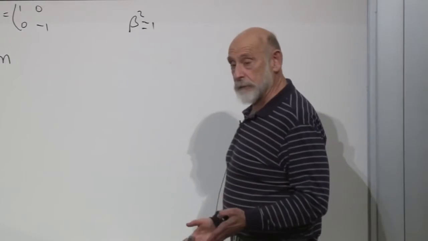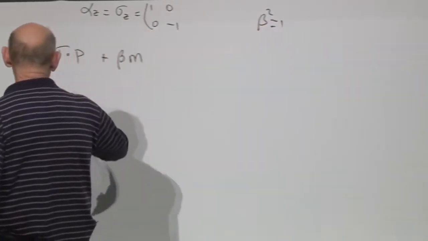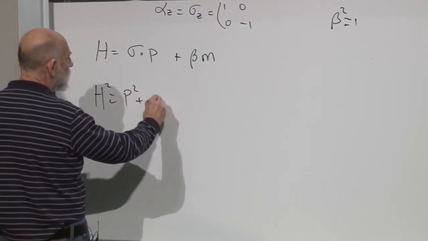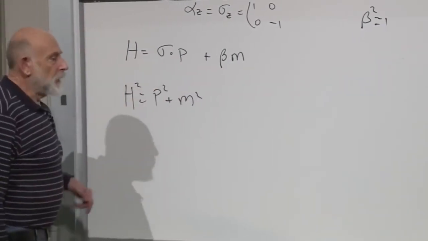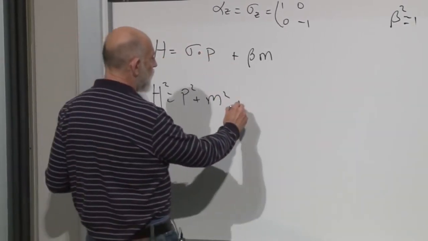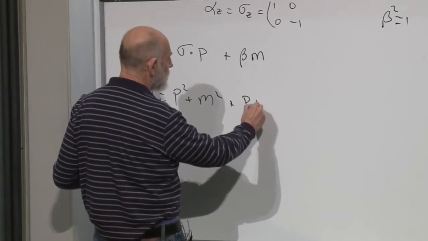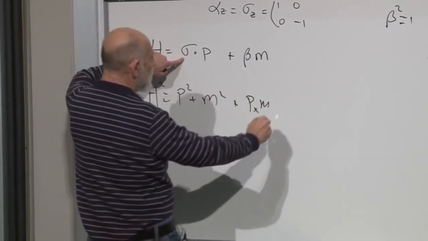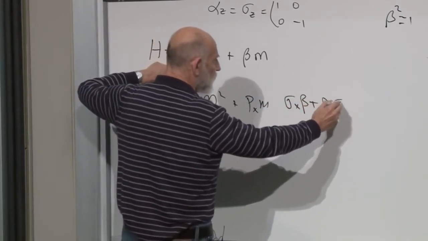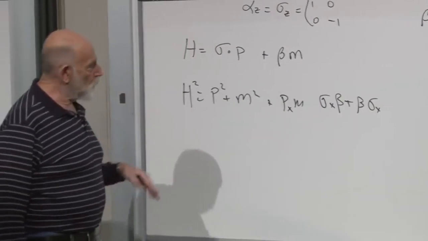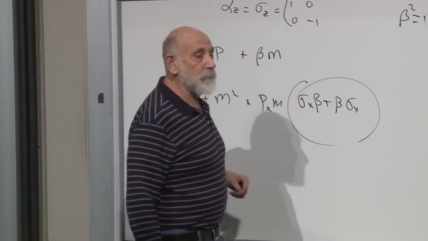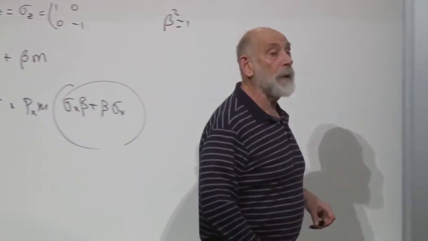Then we'll get an m squared term. We'll get h squared equals p squared plus m squared, plus a cross term. And the cross term will involve things like, let's say, p_x m. I take the x component of this, and I multiply it by sigma x beta plus beta sigma x. In other words, we want this to be, of course, 0. We don't want that there. So we want whatever beta is to anti-commute with all the Pauli matrices.